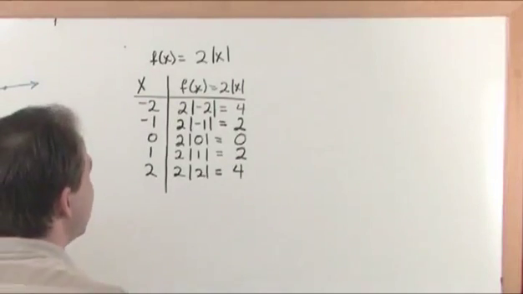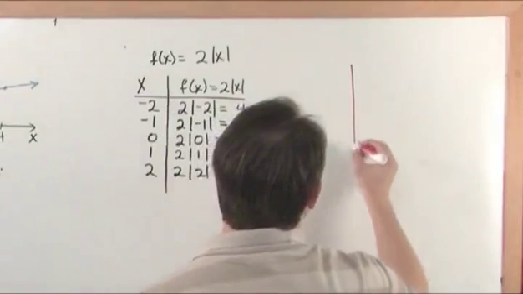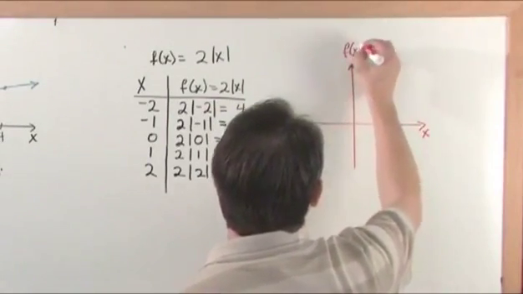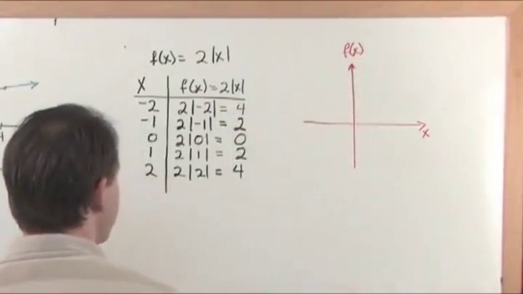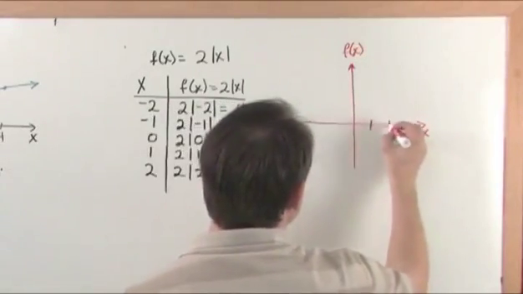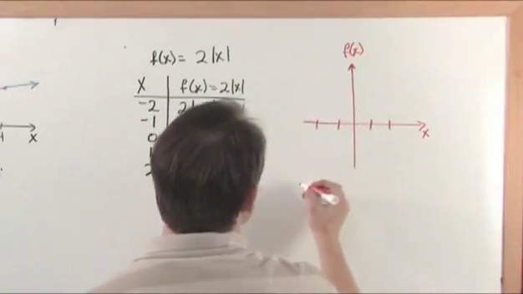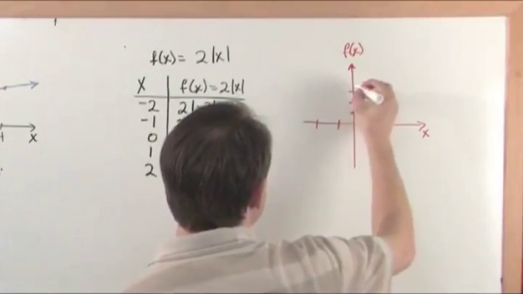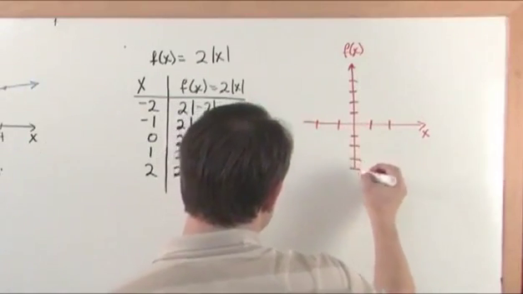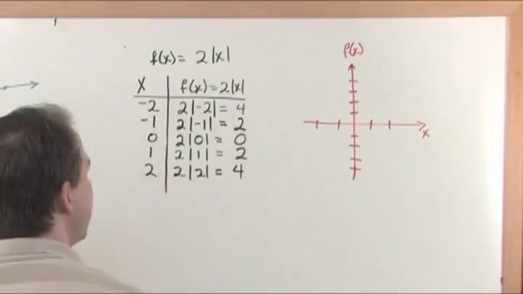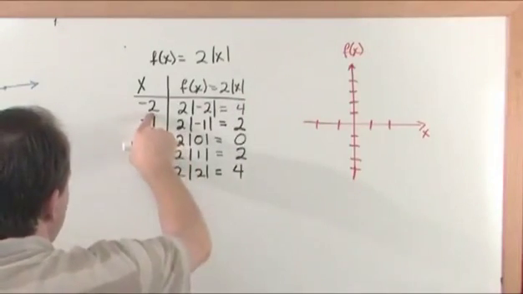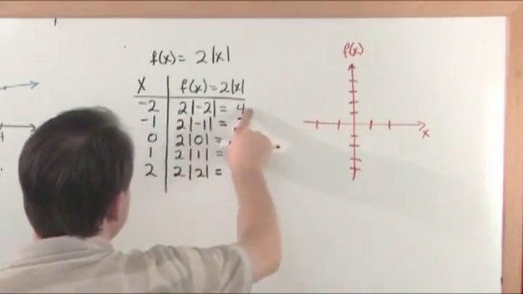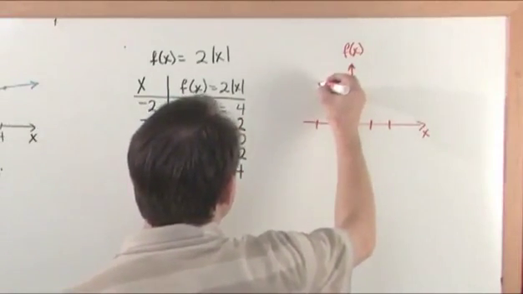So what we want to do next is go ahead and plot that and just see what it looks like. Okay, we have x and we have f of x. And what we want to do is go ahead and put our values in. Here's 1 and 2 and -1 and -2. And on the y values, we're going to go 1, 2, 3, 4, -1, -2, -3, -4. Okay? And we want to plot. So for -2 for x, which is right here, the corresponding value of f of x is +4, which is right up here.